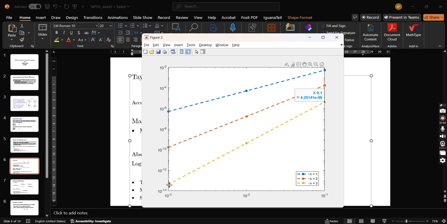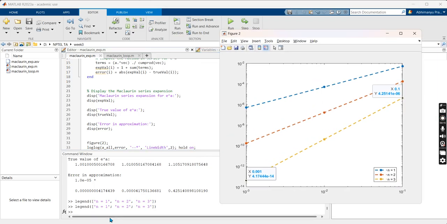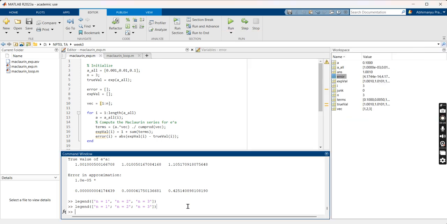This is my second point. Now if I calculate the slope of this line, then that should come out to be around 4, right? So if I do that, this is the last one I plotted, for n is equal to 3, so I will just take that only.